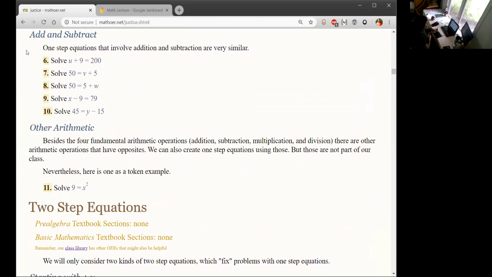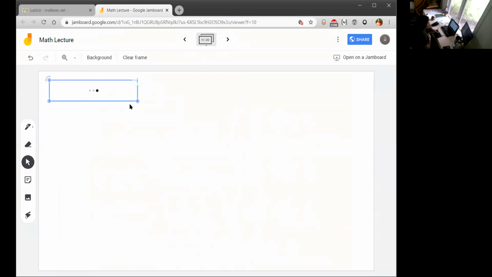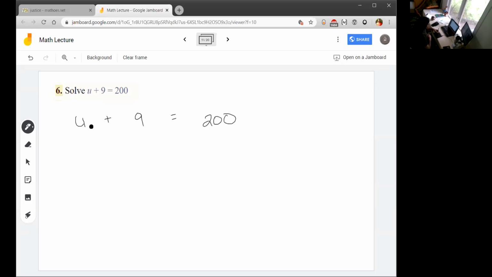So we can also add and subtract. We've done multiplying and dividing, but there's nothing special about any one arithmetic operation. They all have opposites. I have u plus 9 is 200. What's the opposite of plus 9? Subtract 9. If I started at u on the number line and went bigger by 9 and less than 9, I'd get back to u. And then 200 minus 9 is going to be 191, and I'm done.